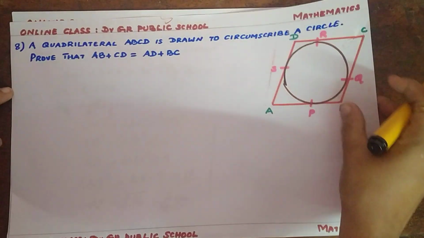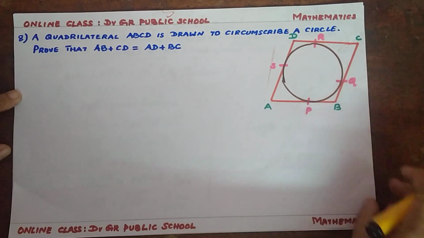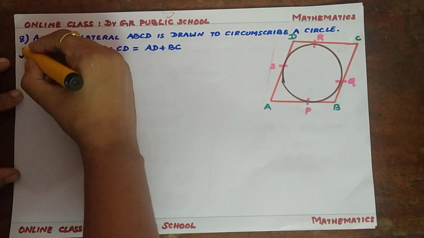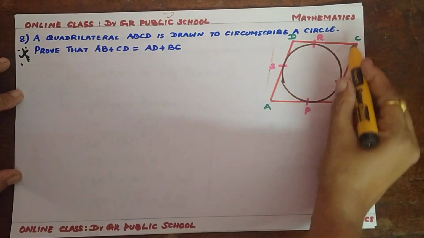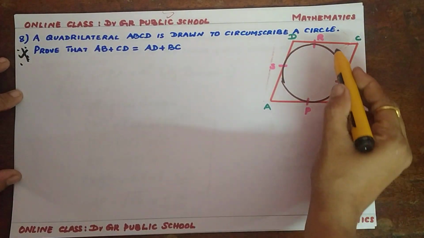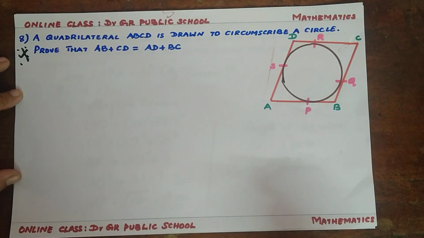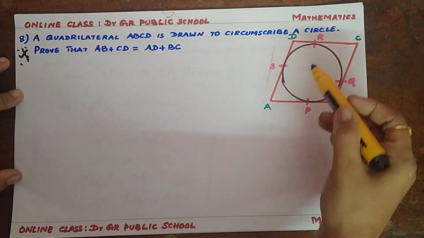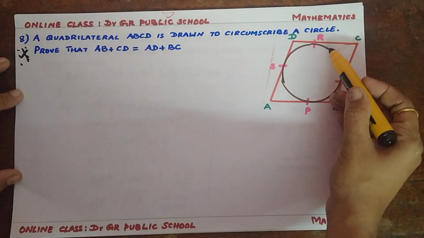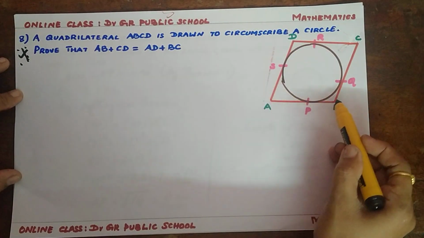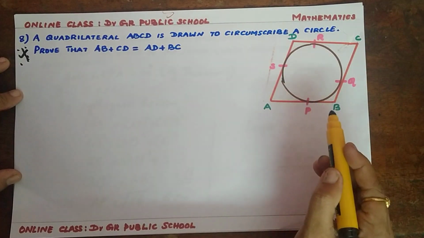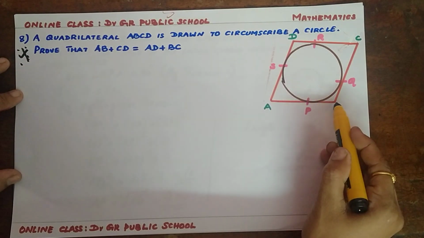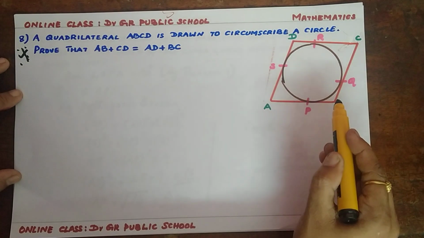Come to question number 8 in your textbook. What is given here? A very important question. A quadrilateral ABCD is drawn to circumscribe a circle. What do you mean by circumscribing? Circumscribing means that the circle lies inside the quadrilateral, and above all, the sides of the quadrilateral will just touch the circle. In this chapter, the sides of the quadrilateral just touching the circle can be thought of as tangents to the circle.